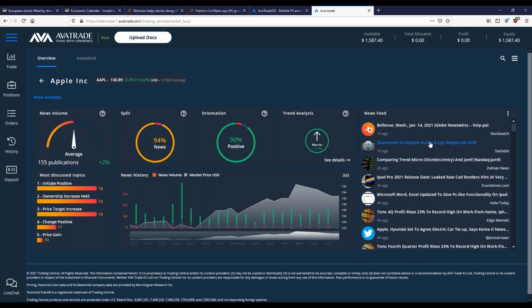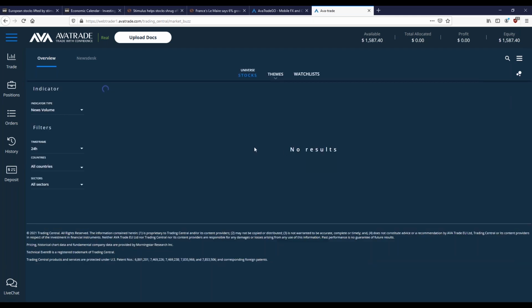Okay. I see multiple articles about Apple and Hyundai having an agreement with electric cars. So that's good news for Apple. That's good news for Hyundai potentially. So you can find the fundamental news right there very quickly on different instruments that are trending the most within this feature on the WebTrader platform.